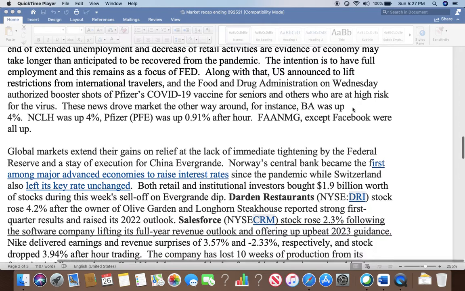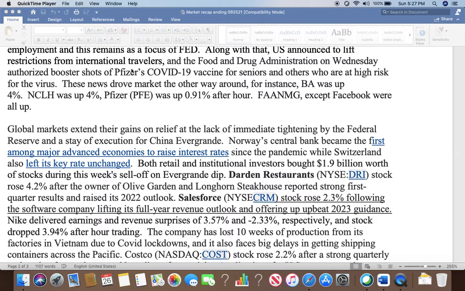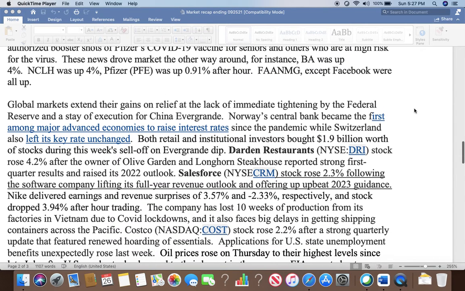Along with that, the U.S. announced it will lift restrictions for international travelers, and the FDA on Wednesday authorized booster shots of the Pfizer COVID-19 vaccine for seniors and others who are at high risk for the virus. The news drove the market the other way around, rebounding from the dip that had lost almost a week or so. For instance, Boeing was up 4%, NCLH, the cruise stock, was up 4%. Price was up 0.91% after hours on that Wednesday. FAANG, except Facebook, were up.